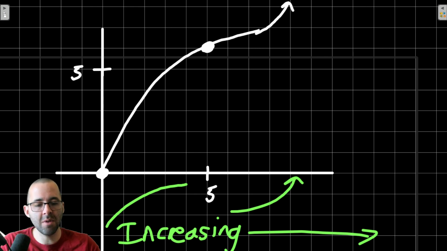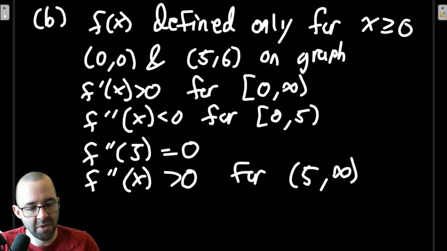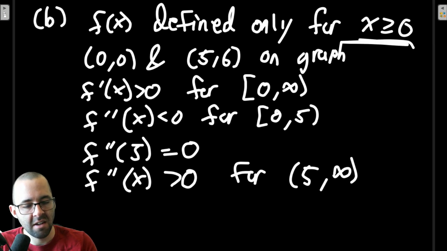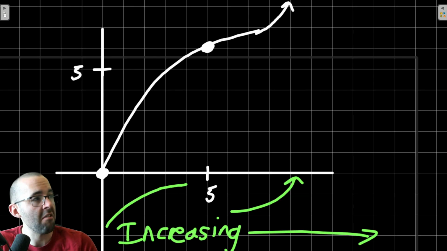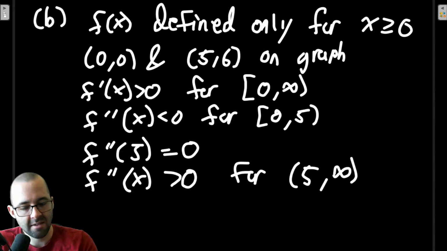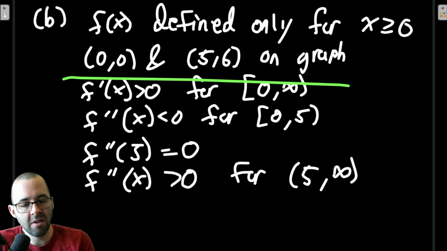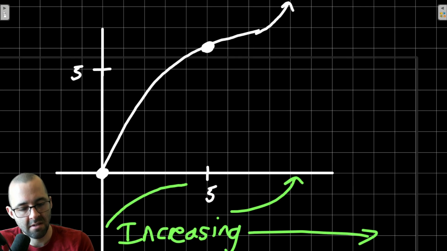Now let's go back through and verify that we've done everything right. So it's only defined for x greater than or equal to 0. Yep, our function is only defined for x greater than or equal to 0. There's nothing over here. All right, what's next? Are (0, 0) and (5, 6) on the graph? (0, 0) is right there. (5, 6) is right there. Good.